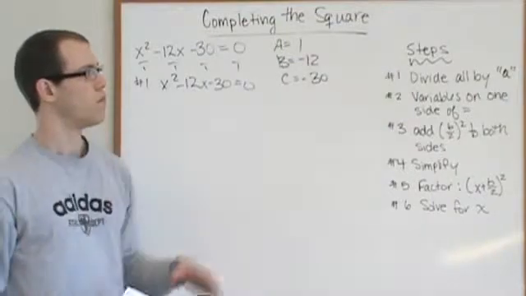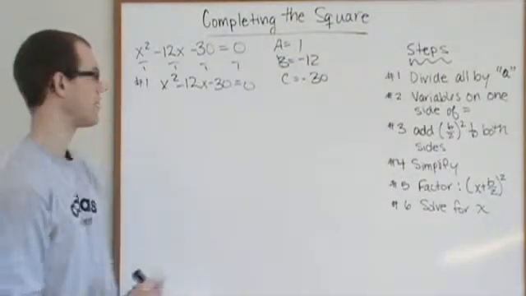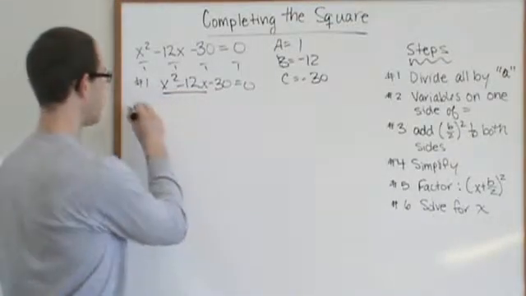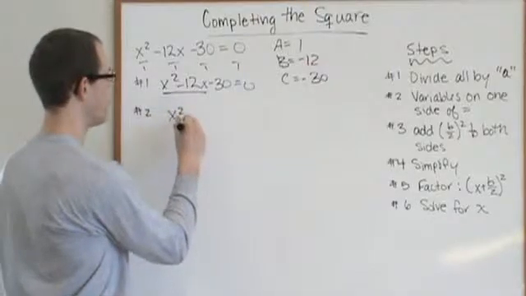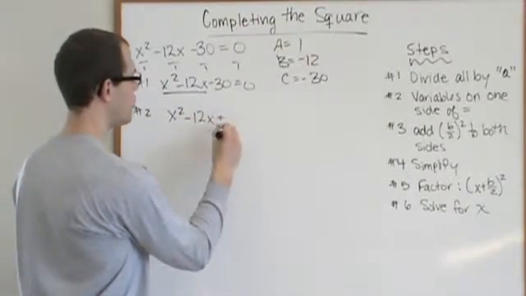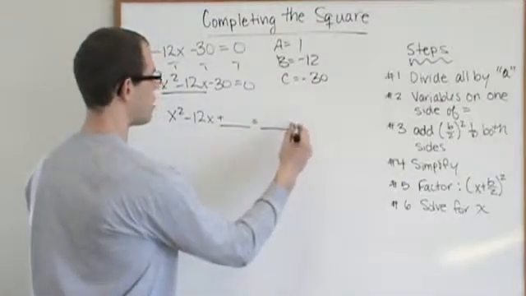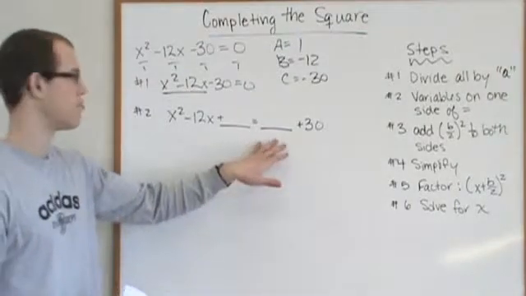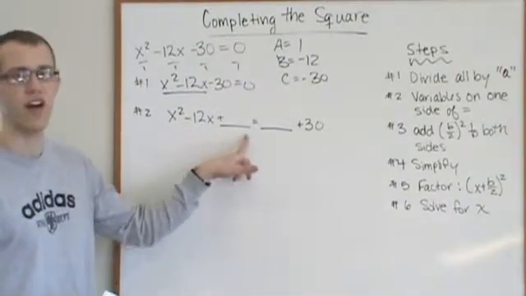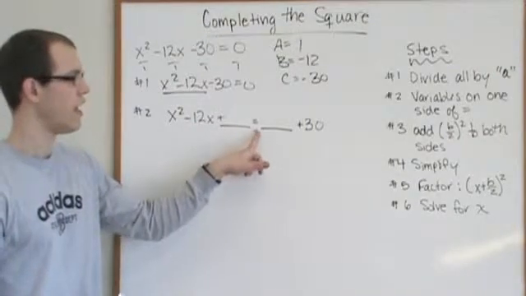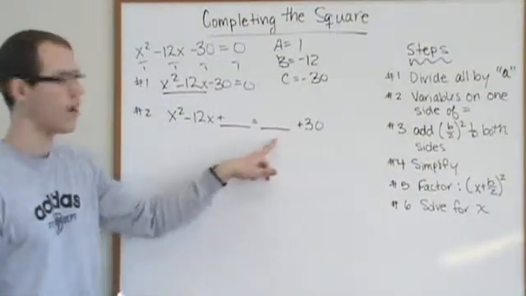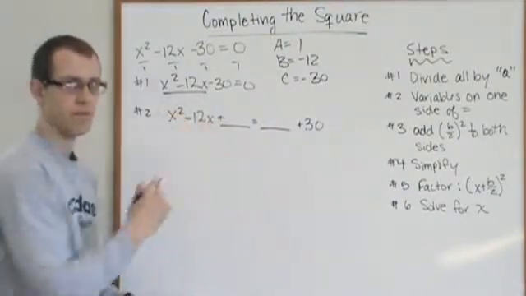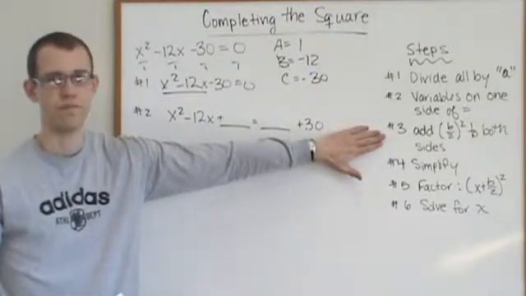Next step, put the variables on one side of the equal sign. So that is the x squared and the negative 12x. So I'm going to write it. Step number 2, x squared minus 12x. I'm going to leave a space there on each side so I can write my third step. But looking at this, we have the x's on the left side of our equal sign and the numbers on the right side. We do this because this is where we're going to be completing the square on the left side.